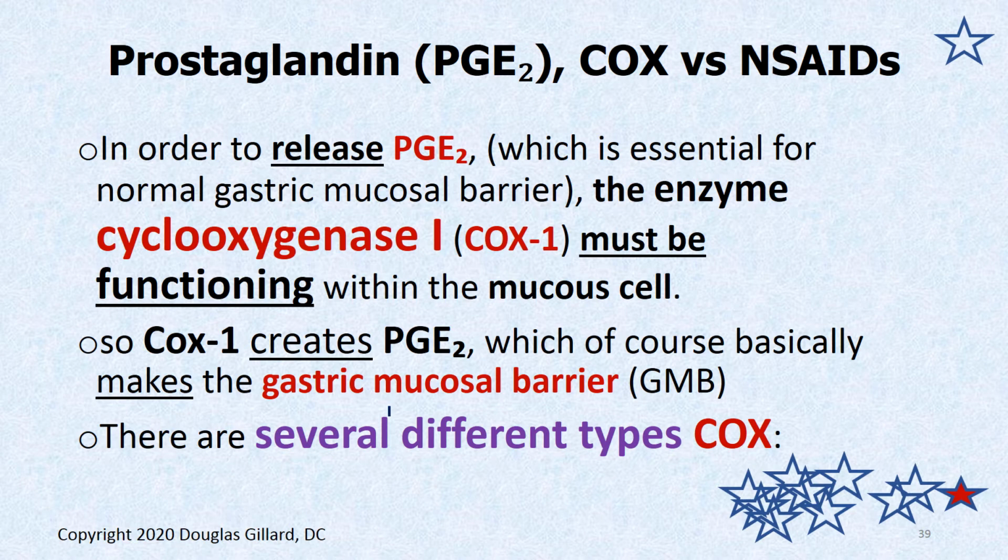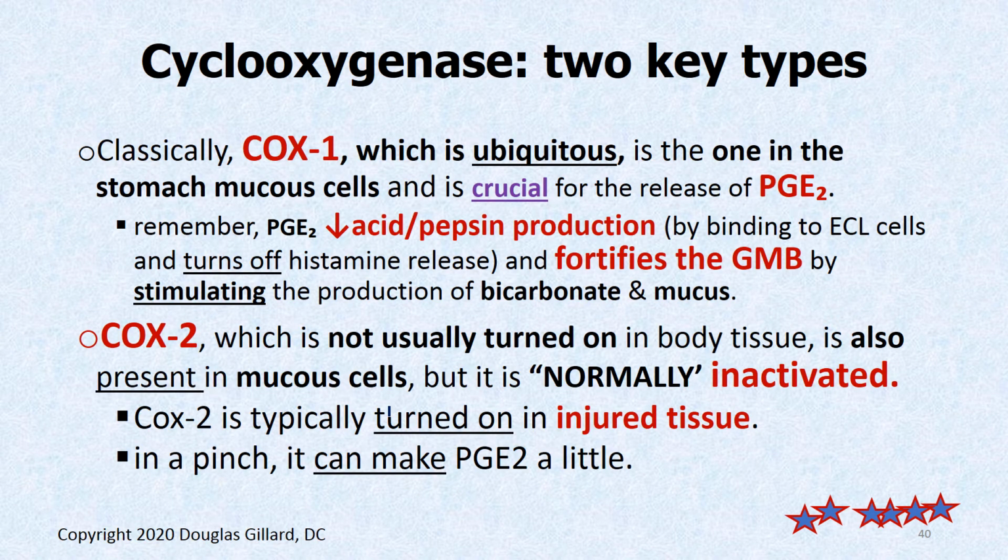That protects you from acid and protects you from aspirin and alcohol and straight shots and moonshine. That barrier is very, very important. Now, there are two types of Cox. There's actually, I think, 5 types of Cox, but there's 2 that we care about, Cox-1 and Cox-2. Cox-1 is everywhere. It's in almost every tissue of the body. It's also in the stomach mucosal cells responsible for creating PGE2.